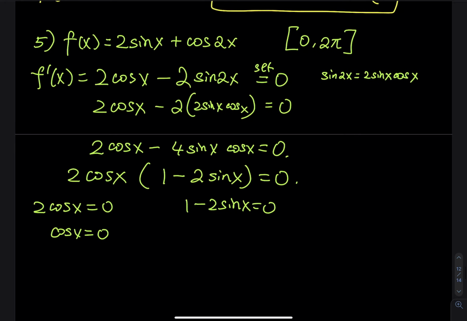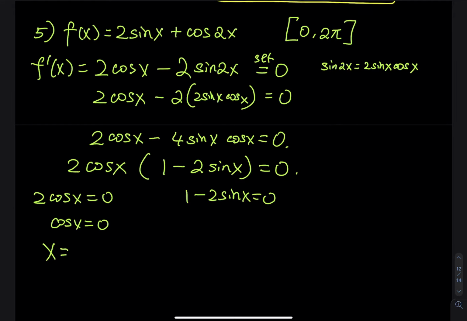From 0 to 2 pi, that means you look at your unit circle, one full circle only from 0 to 2 pi. Cosine x equals 0, so we pick the points on the y-axis, which are x equals pi over 2 and 3 pi over 2. They are both critical numbers.